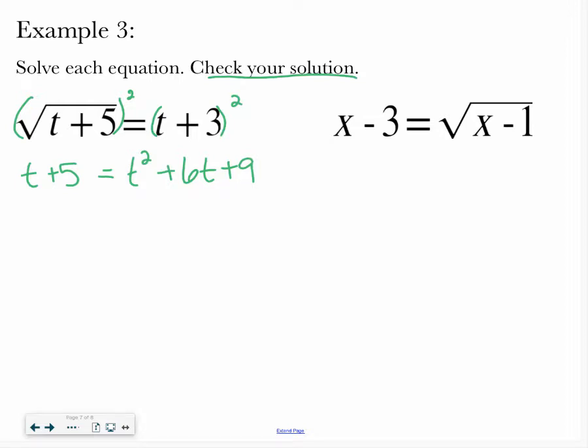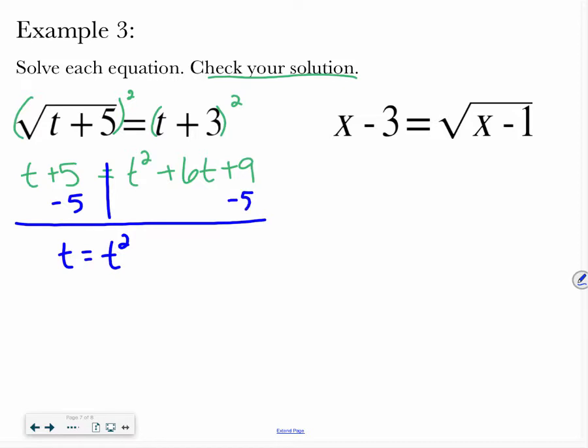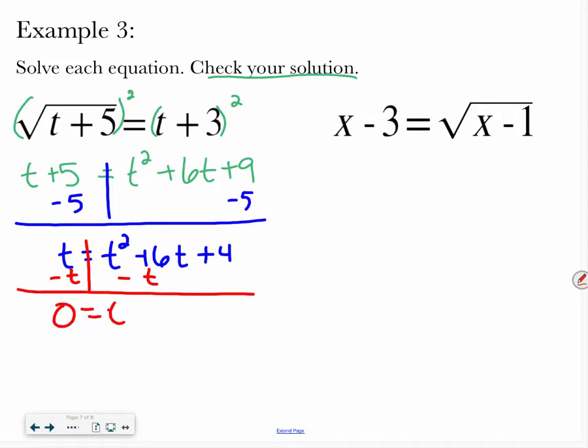Now, I want to find out what numbers make this true. So the next thing I'm going to do is move everything to one side and have it equal to 0, like I did in the last 2 chapters. So I'm going to move that 5, and I'm going to have t equals t squared plus 6t plus 4. Then I'm going to move the last t that I have. So I have 0 equals t squared plus 5t plus 4.